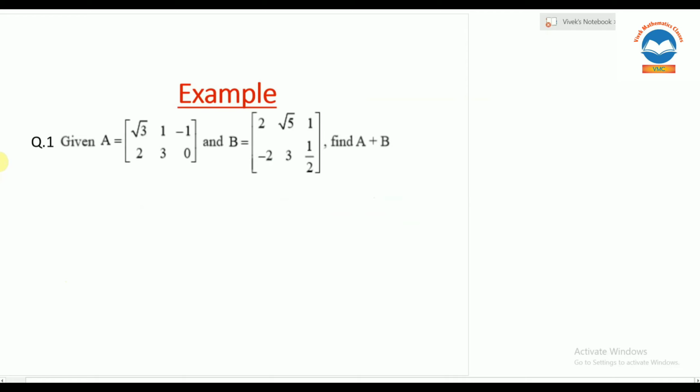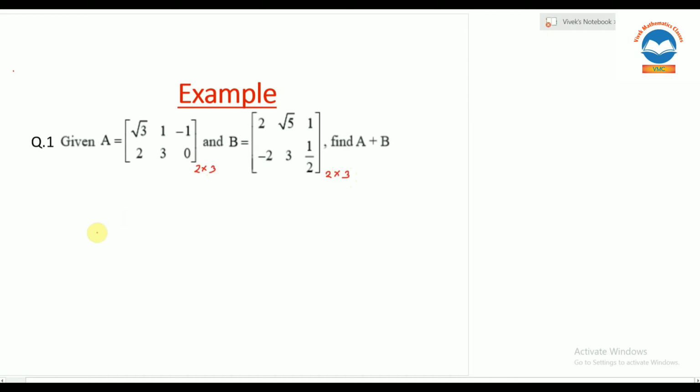Given A matrix and B matrix, they are asking A plus B. First of all, we have to see the order of the two matrices. What is the order of the A matrix? 2 cross 3, because number of rows are 2 and columns are 3. For the second one also 2 cross 3. So order is same, then we can add.